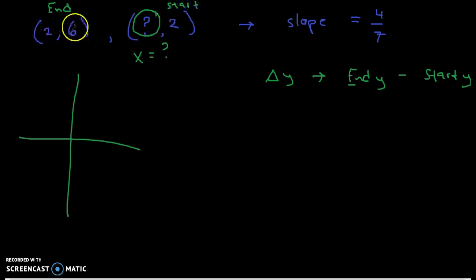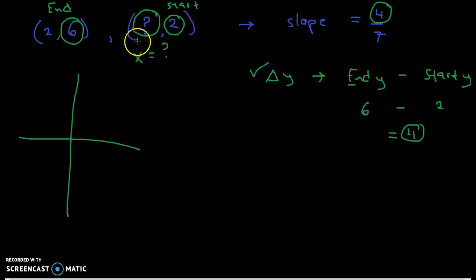Okay? So let's see. What's my end y? Well, that's 6 minus 2. So if I started at a y value of 2 and went all the way up to 6, the total change was 6 minus 2, which of course is equal to 4, which matches what we got right here. Okay, so we got that. Check, check.